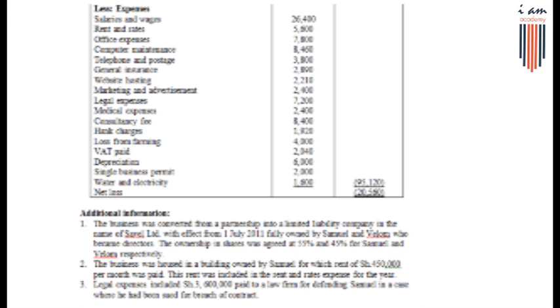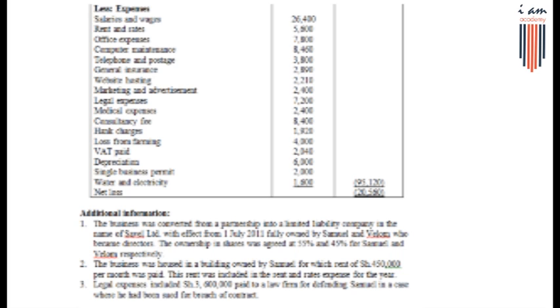Limited with effect from 1st July 2011, fully owned by Samuel and Phelom, who became directors. The ownership in shares was agreed at 55% and 45% for Samuel and Phelom respectively. Number two, the business was housed in a building owned by Samuel for which rent of shillings 450,000 per month was paid. This rent was included in the rent and rates expense for the year.